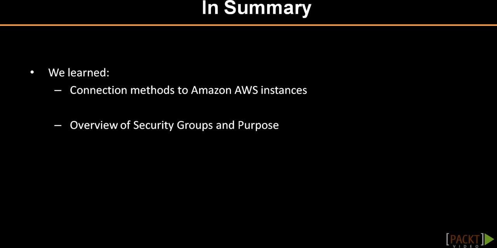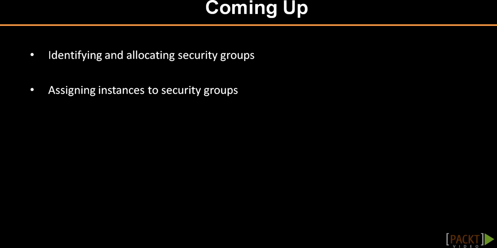So to summarize, in this section we have learned about the Amazon connection methods for the AWS instances, and we also talked about security groups and what ports you need to define for a Hadoop cluster. Coming up in the next section, we'll be identifying and allocating security groups and giving an example of how to set them up. We will then assign the security groups to the instances.